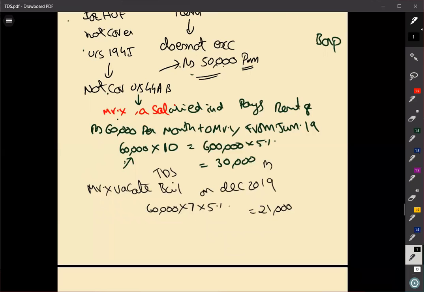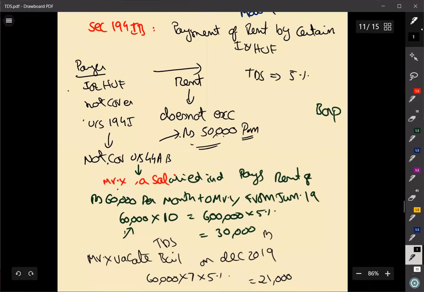Now, the other important part of the problem is that the rate is 5% when the PAN number is available. If the PAN number of the owner is available, then it is 5%. If the PAN number is not available, the TDS rate is going to be 20%.